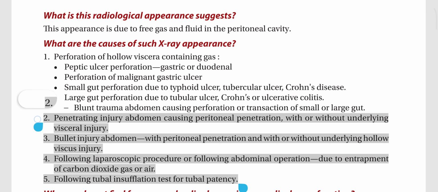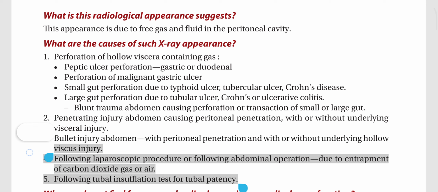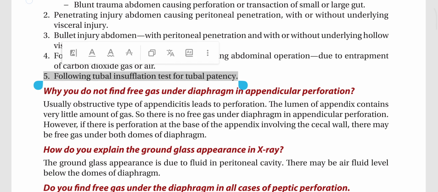2. Penetrating injury abdomen causing peritoneal penetration, with or without underlying visceral injury. 3. Bullet injury abdomen, with peritoneal penetration and with or without underlying hollow viscus injury. 4. Following laparoscopic procedure or following abdominal operation, due to entrapment of carbon dioxide gas or air. 5. Following tubal insufflation test for tubal patency.